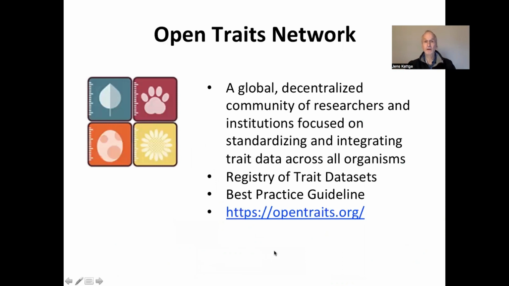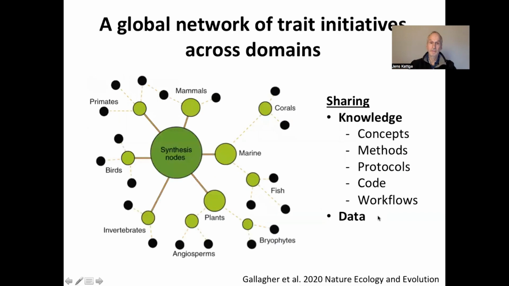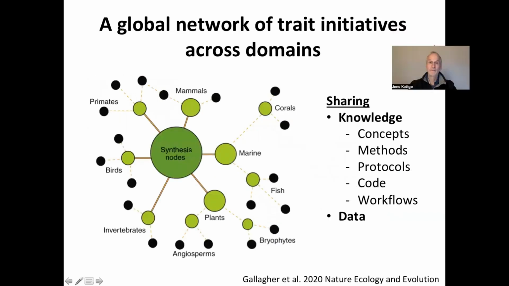The OpenTraits network is a global decentralized community of researchers and institutions focused on standardizing and integrating trait data across all domains. It has developed a registry of trait datasets and a best practice guideline, and both can be found on the OpenTraits website. It's a global network of trait initiatives across domains, and it's about sharing knowledge, concepts, methods, protocols, code, and workflows, and to some extent also data.